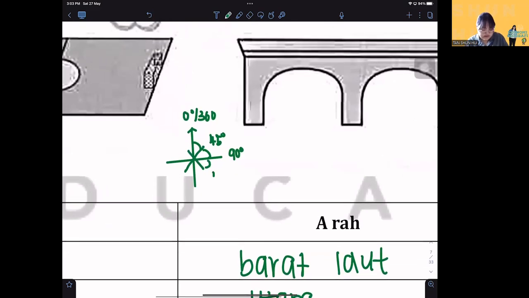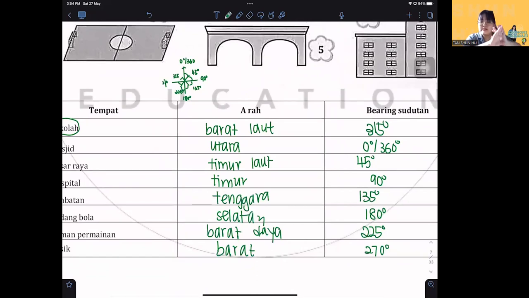Plus 45, you will get 135. Plus 45, 180. Plus 45, 225. 270. 315. 360. It's always like this if they are perfect. The angle is just right in Utara, Timur Laut, Timur. Can everybody understand until here, okay? Am I too fast? Okay, can I move on?